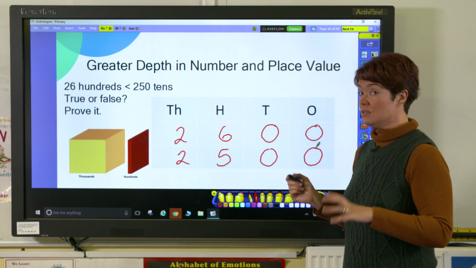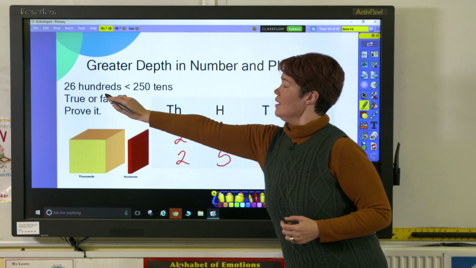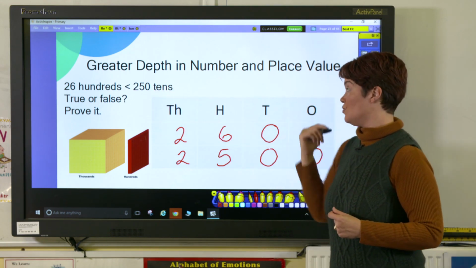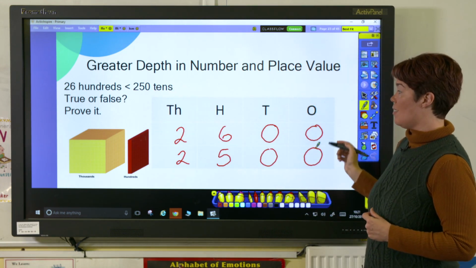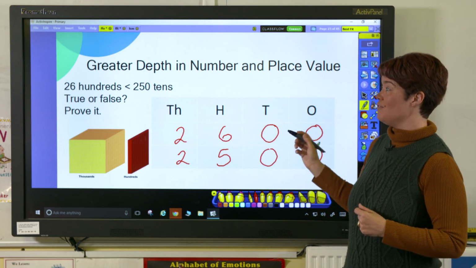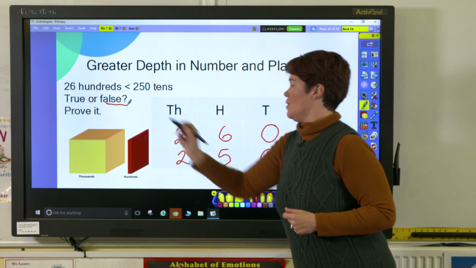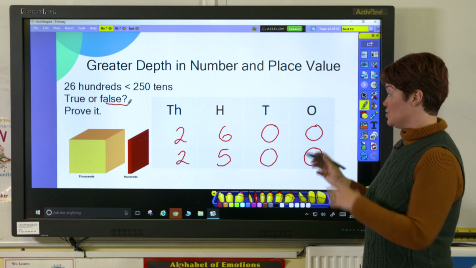Going back to our question to see if they have got the answer, is 26 hundredths less than 250 tens? Looking at our place value board here, no. So this is false. We can use our place value to secure that.